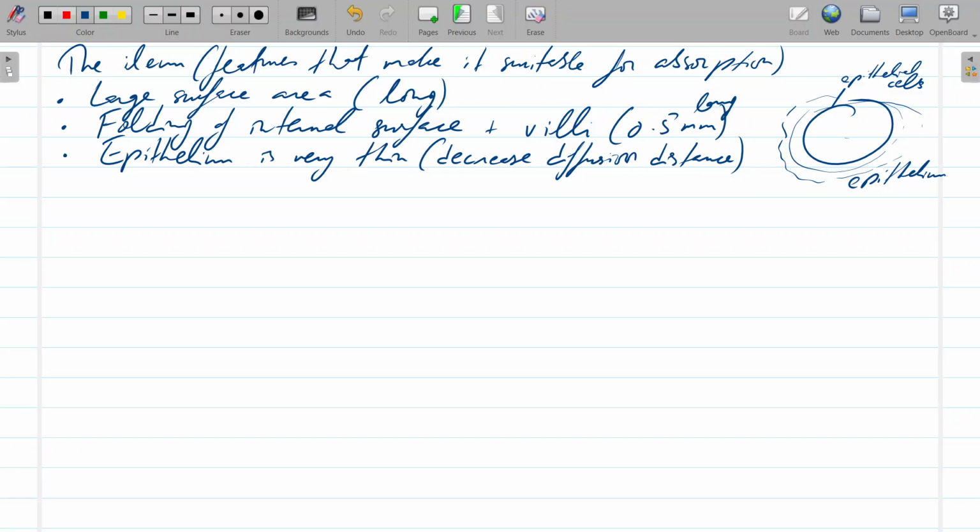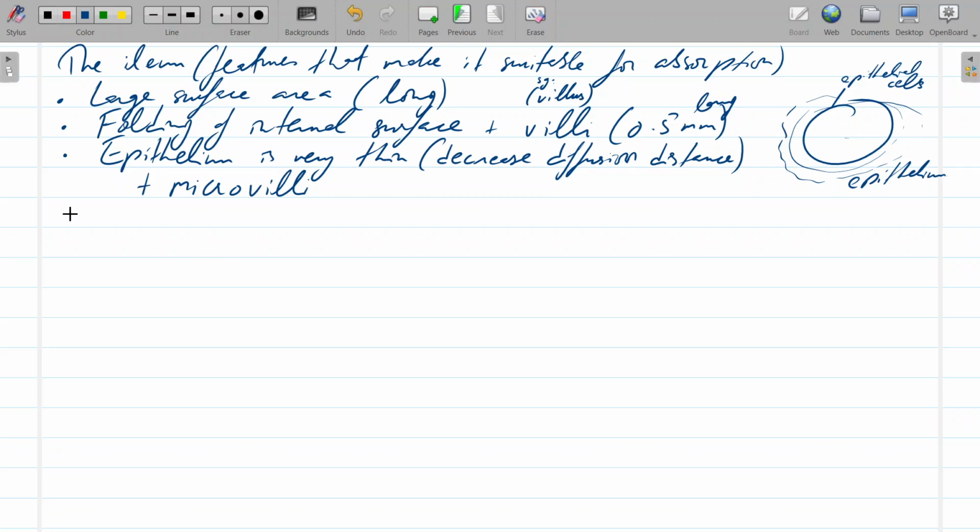And then along with that, they've got microvilli. So not just villi, but microvilli. Remember, villi is plural. The singular of this is villus. So singular.